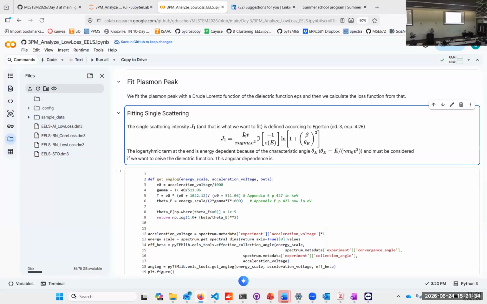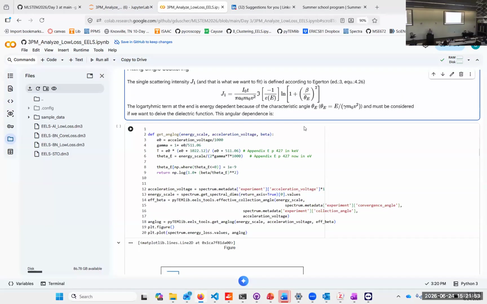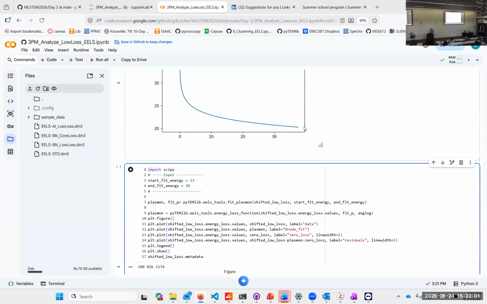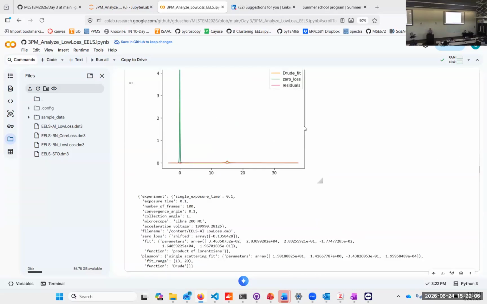So single scattering intensity is really the single scattering intensity. So that is an ideally thin sample that does not have any multiple scattering, but then in the end added to that. So we will get this single scattering intensity. If we look at the angular dependence of that, that's what we have here. And with fitting the dielectric function to that, we get our plasmon peak.